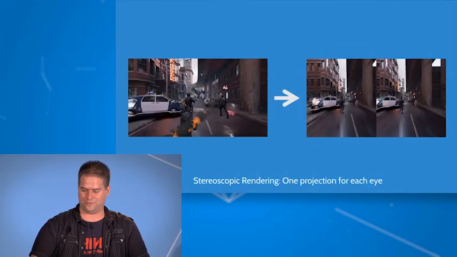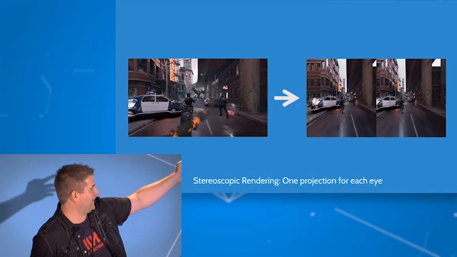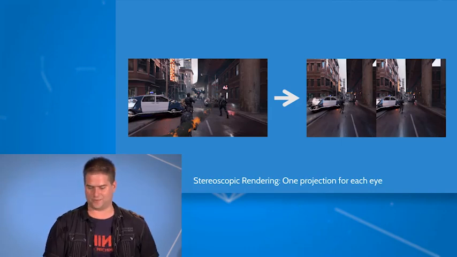On most people, on average, it's about 6.4 centimeters, but it can go down to 5 centimeters, or if you're like Uma Thurman, it can go up to the several meters range. But the difference between the images in the two eyes is really what gives us our sense of depth. So rendering in UE4 went from the single image that you see on the left to a double image that you see on the right.